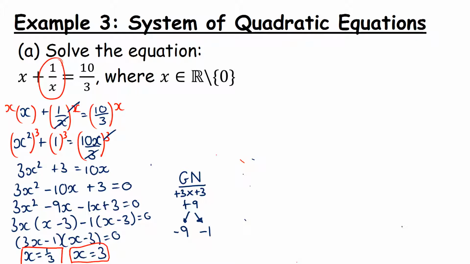So I know this is not technically an indice equation. However, the next part of it is an indice equation, and the third part is actually a logarithmic. So there's logs in it. So let's deal with this one first. They've asked us to solve this equation, x plus 1 over x is equal to 10 over 3.